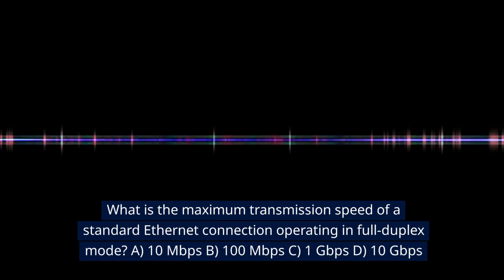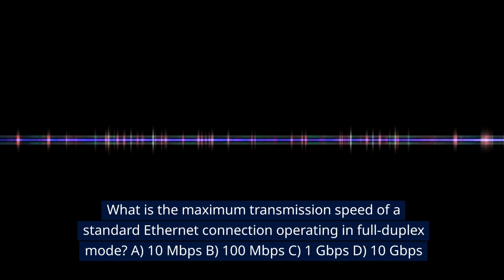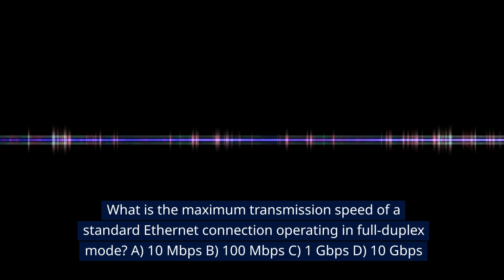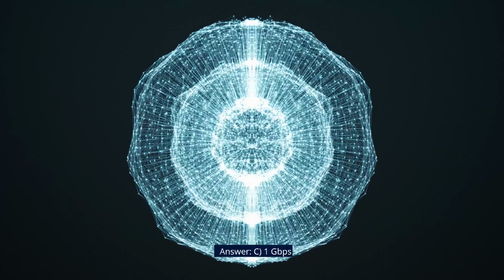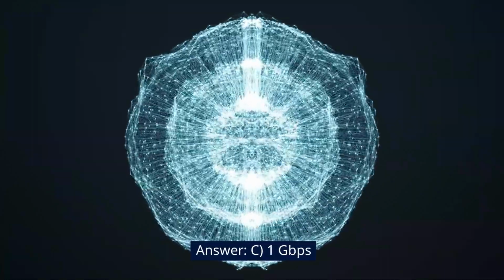A. 10 megabits per second. B. 100 megabits per second. C. 1 gigabit per second. D. 10 gigabits per second. Answer: C. 1 gigabit per second.